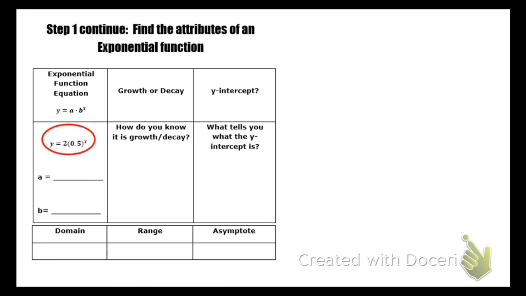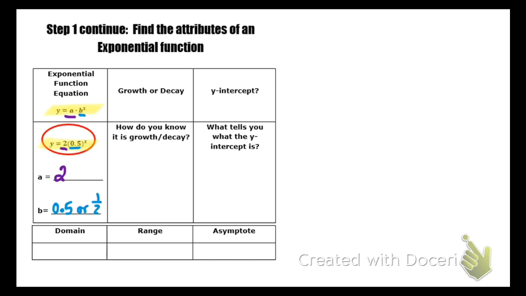For example 2, I want to take a look at the function y equals 2, parentheses 0.5 to the power of x. And I want to identify my a value and my b value. So first of all, I know that my a is 2, so a represents 2, and my b represents 0.5, or you can also say 1/2.